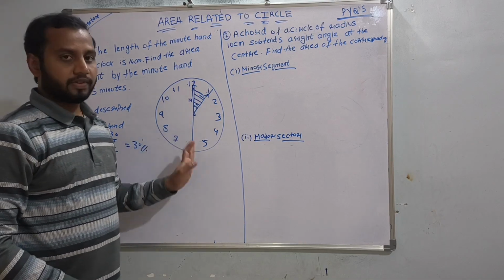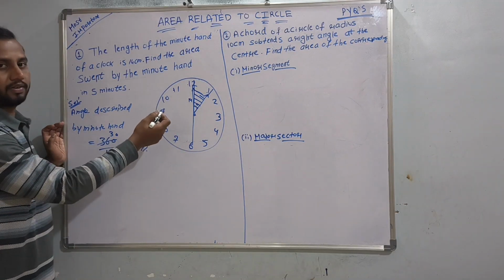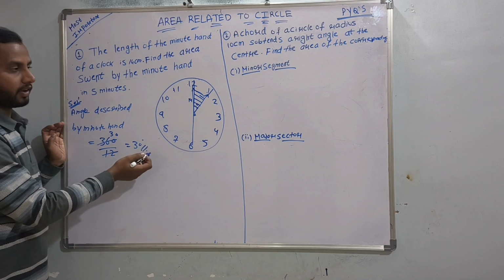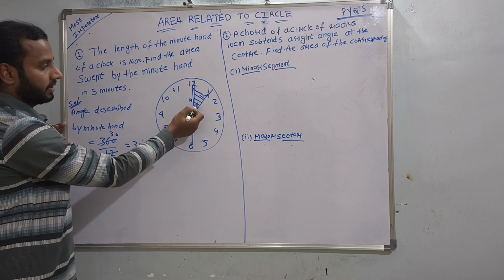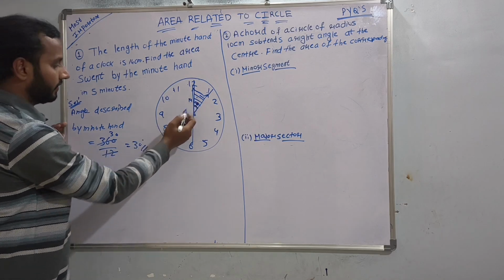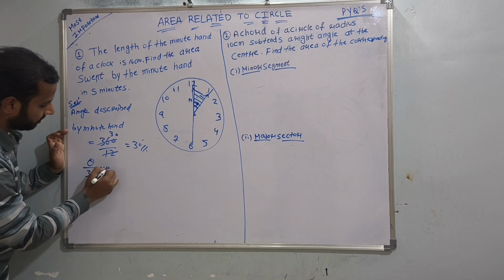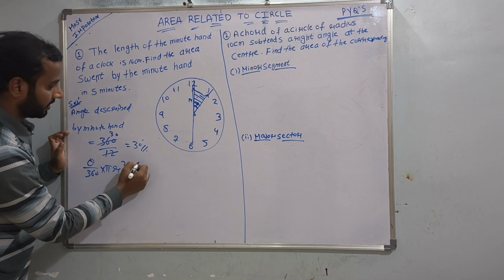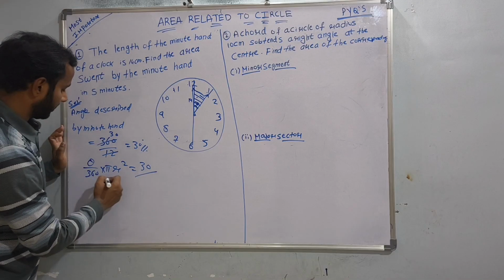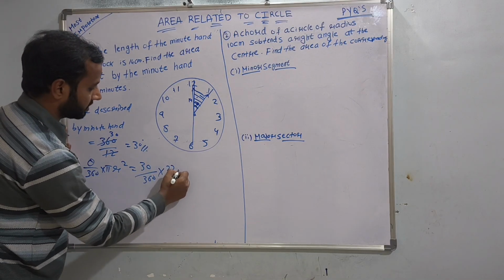Now, for example, if a circle is divided into 12 parts, then divide by 12. If a circle is divided into 10 parts, then divide by 10. Then you will be getting the angle of the sector. Here the angle of sector we got is 30 degree. To find out the area, we have the formula theta by 360 into pi r square. What is theta? 30 degree divided by 360 into pi value is 22 by 7.